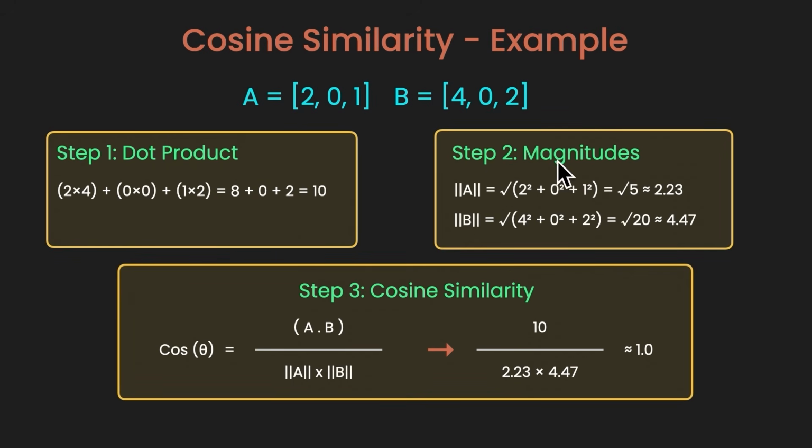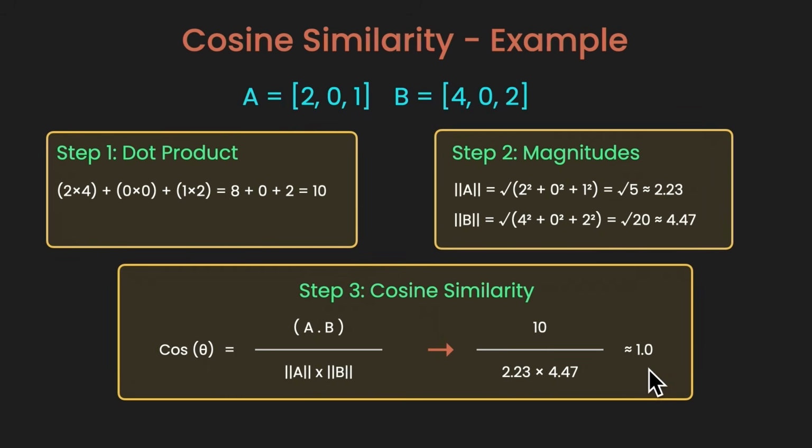And then step 2, calculate the magnitude. The magnitude is simply the length of the two vectors. Once we calculate the magnitude of A and B, this is what we get. Then apply step 1 and step 2 in this formula. On the numerator, put the dot product, which is 10. And in the denominator, put the multiplication of the magnitudes, which is 2.23 into 4.47. If you divide now, you get the cosine similarity approximately around 1.